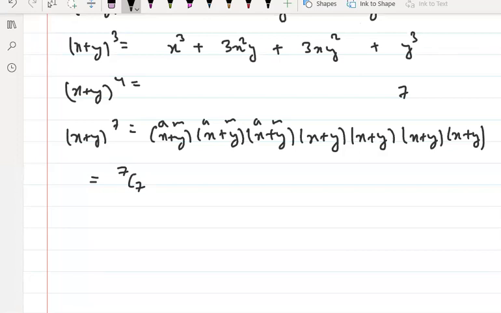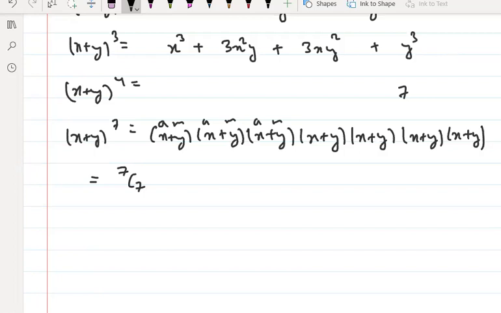Nitin, it is combination. It is not permutation. If you have 7 apples and you are selecting all 7 apples, it can only be done in one way. Tell me yes or no. Got it? Everyone is getting this?